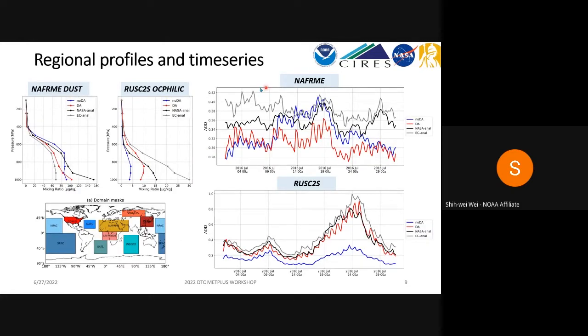Yeah. And then here is the next example for the regional profiles and the time series evaluation. Here on the left-hand side, you can see the vertical mixing ratio errors of mixing ratio profiles for dust aerosols and hydrophilic organic carbon over the Russian region. So we actually use a GMX file for a bunch of areas like I show here.